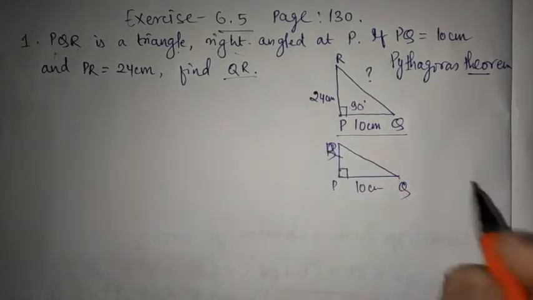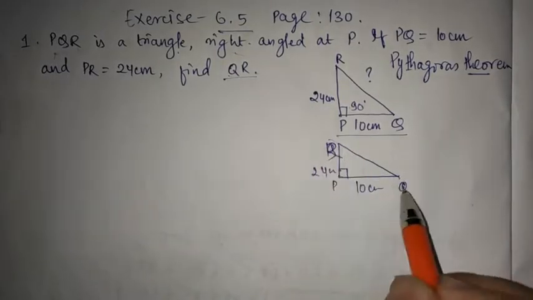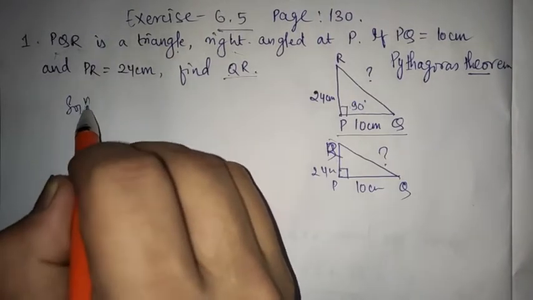Sorry, PQR is here, PR is your 24 centimeter. Now you have to find the QR. This is your QR or RQ which you have to find. Okay, so let us write first of all whatever is given in the question.